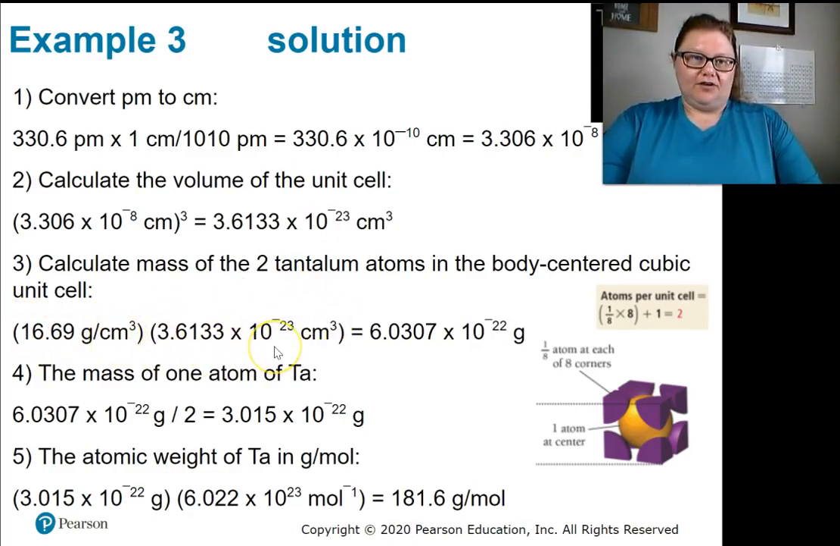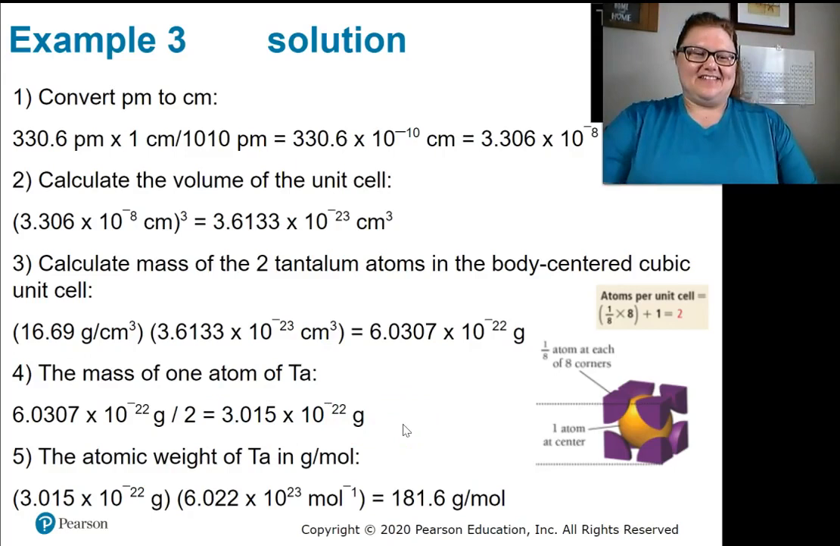We have our volume. And so from there, we get our mass just by manipulating the density formula, solving for mass. So now we have grams. And that's for 2 atoms, though, because of its body-centered cubic structure. So to get 1 atom's mass, we need to divide this by 2. And that's what's done here in step 4. So we still have a rather small number.